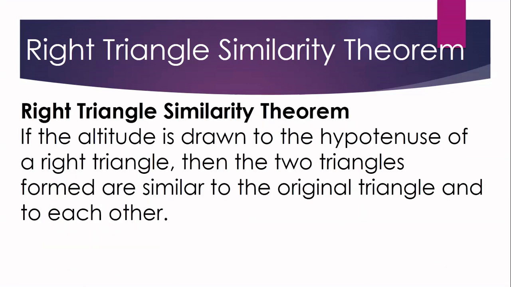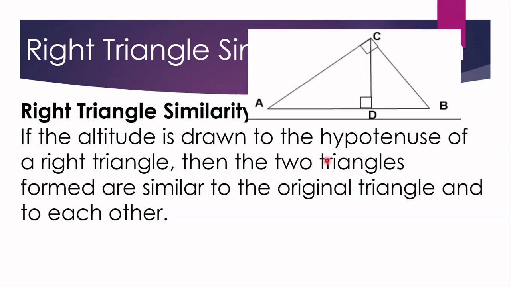Now, what does the altitude do in our right triangle? Based on the right triangle similarity theorem: if the altitude is drawn to the hypotenuse of a right triangle, then the two triangles formed are similar to the original triangle and to each other. Let us consider our figure earlier. We have triangle ABC, a right triangle. Then we draw our altitude CD. What does the altitude do? It forms two triangles that are similar to the original triangle and to each other. What do we mean by that?